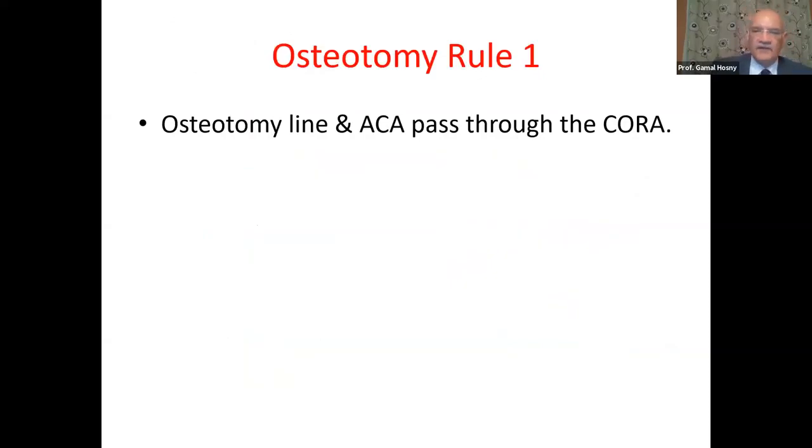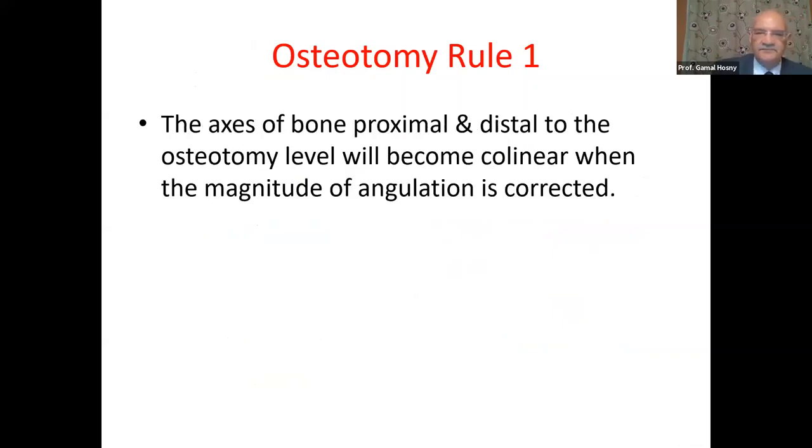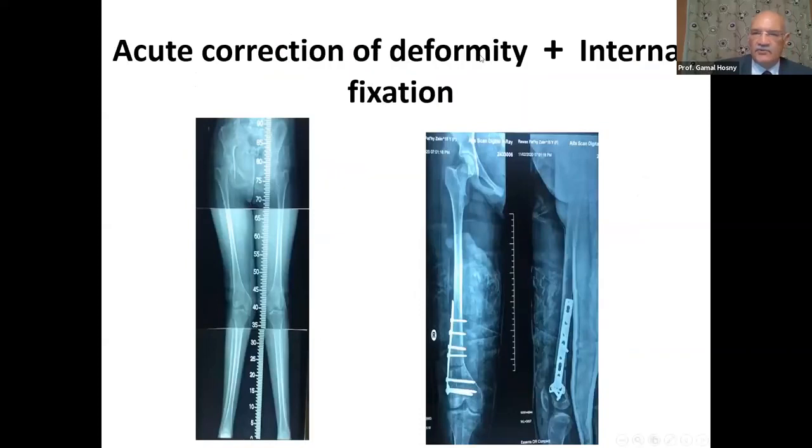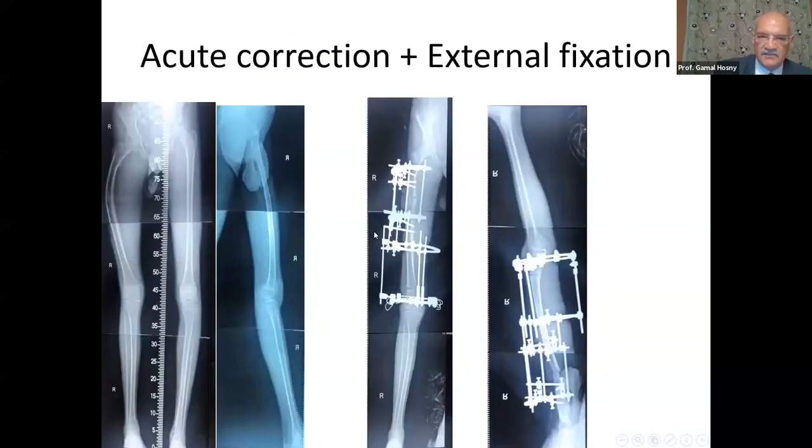Osteotomy rule number 1. If you have the 3 players on the same line, the osteotomy, the CORA, and ACA, that means this is osteotomy rule number 1. And this is an example. If you do acute correction of the deformity and the internal fixation, you do your osteotomy at the same site of the apex of the deformity, and you can put a plate, or you can put external fixation.